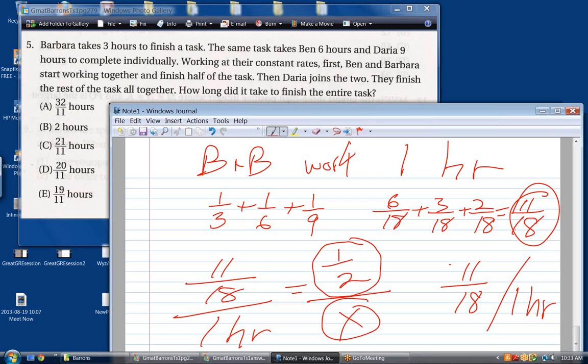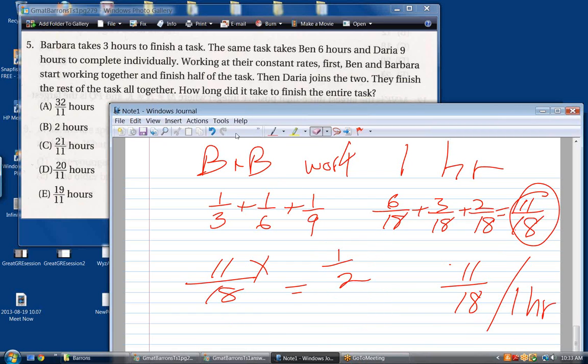Okay. So now to solve for x, I'm going to cross multiply. And I'm going to multiply both sides by 18/11. So our answer is 18/22, which reduces to 9/11.